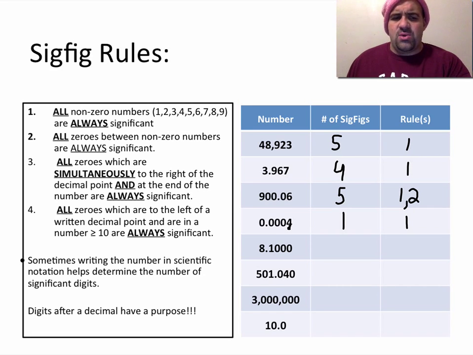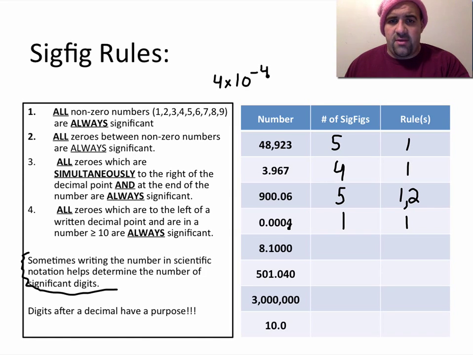And one way to sometimes do a little check is to write the number in scientific notation. If you wanted to put that in scientific notation, you would have to move this decimal over 1, 2, 3, 4 places to the right. That would be 4 times 10 to the negative 4th. And you see there's only one digit here.